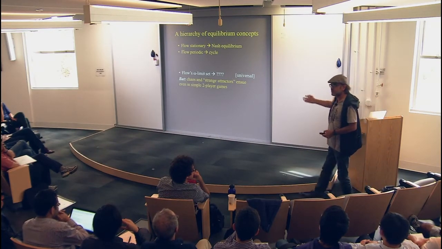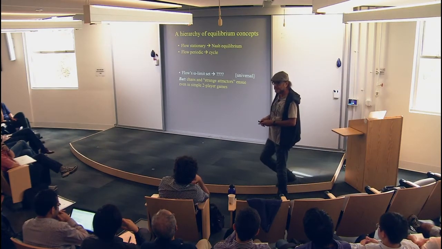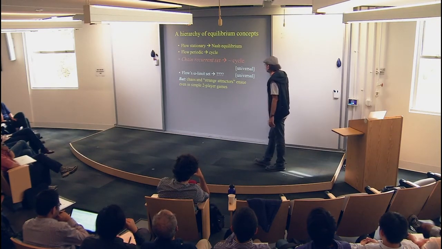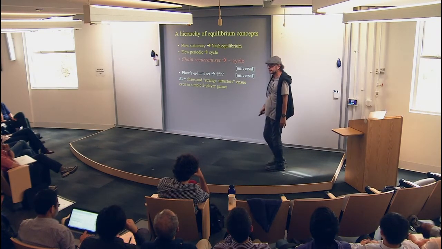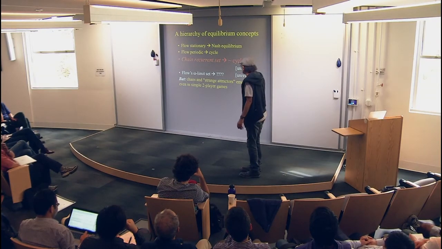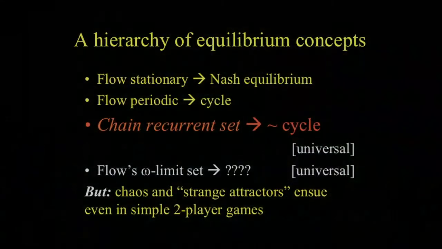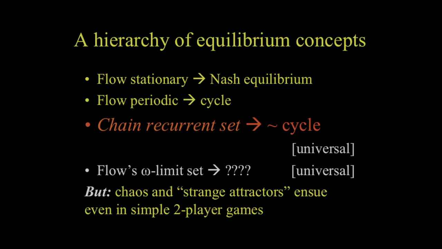So is there something in between? It turns out there is something in between. Okay, that's what I want to talk to you about. I don't know how many of you know it, but it's all the rage in differential equations. It's called a chain recurrent set, and it is sort of like a cycle. So I'll explain what a chain recurrent set is. It is the following. Fix an epsilon.